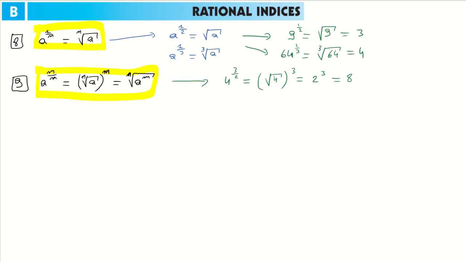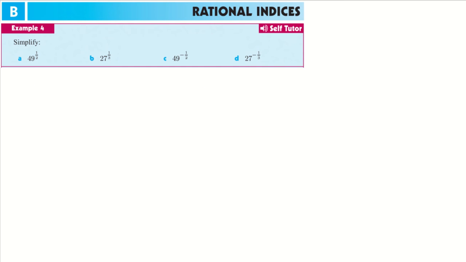Okay. Let's do some exercises. Let's go to example 4. Example 4 here, and we have to simplify this. A, we have 49 to the power of 1 over 2. To the power of 1 over 2, we can write down as square root. So the square root of 49. Square root of 49 is equal to 7. And then B, we have 27 to the power of 1 over 3. So that is actually the third root of 27, which is equal to 3.